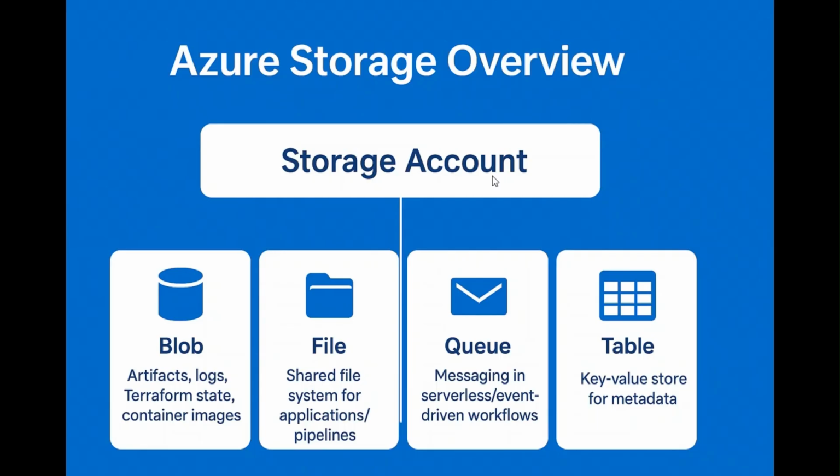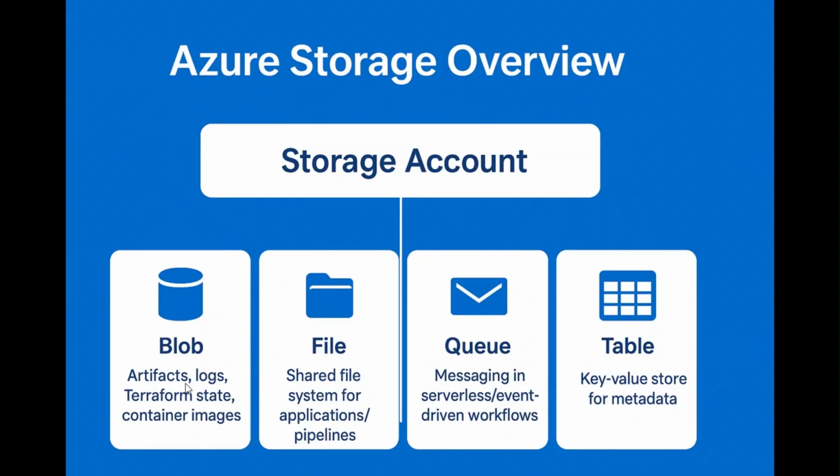So coming to blob storage. Blob storage stores unstructured data like build artifacts, logs, Terraform states, or container images. So basically, we can store unstructured data like Terraform state, which we will be storing in the backend, or some logs that we are getting from the application, we can store here. That's blob storage. You can compare this with AWS S3. It's basically equivalent to AWS S3.